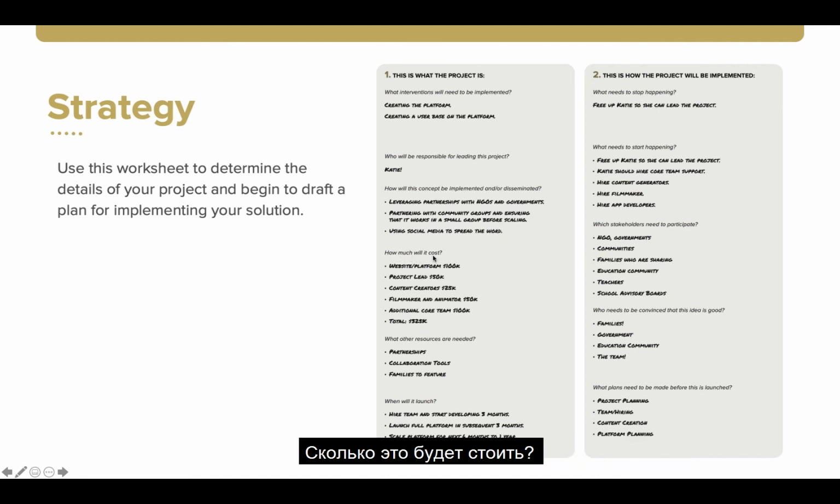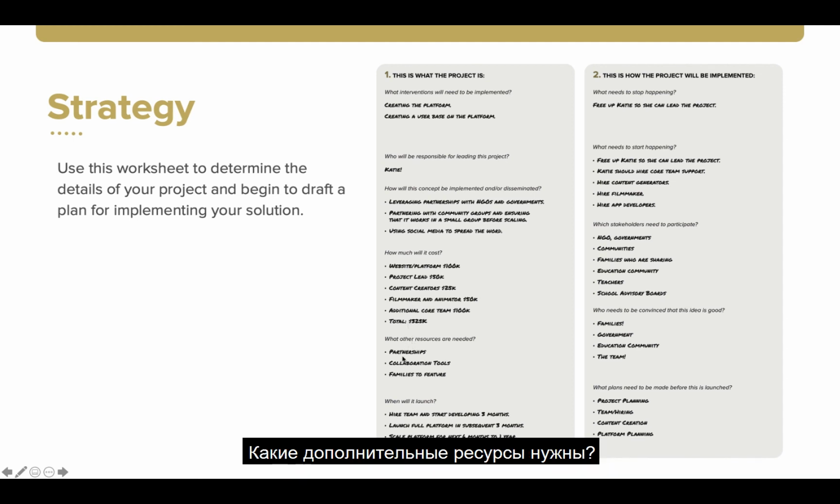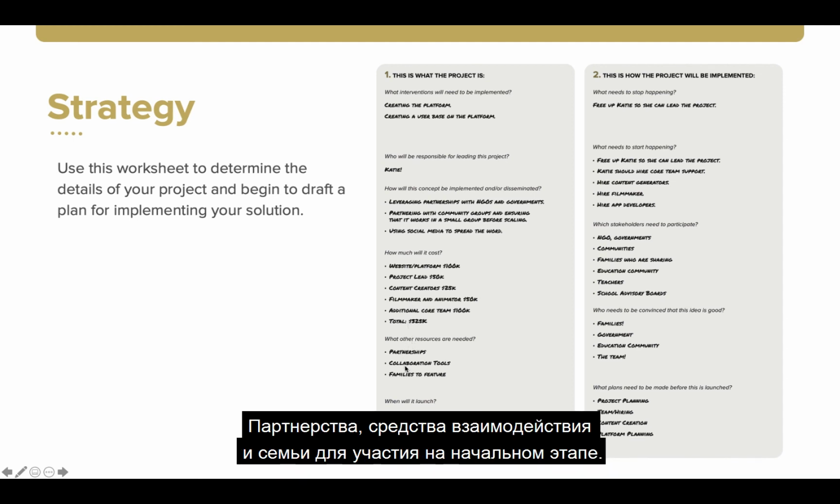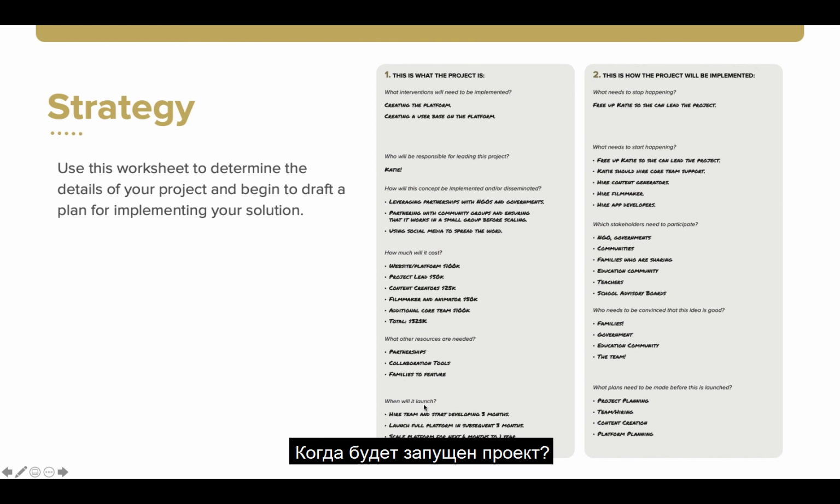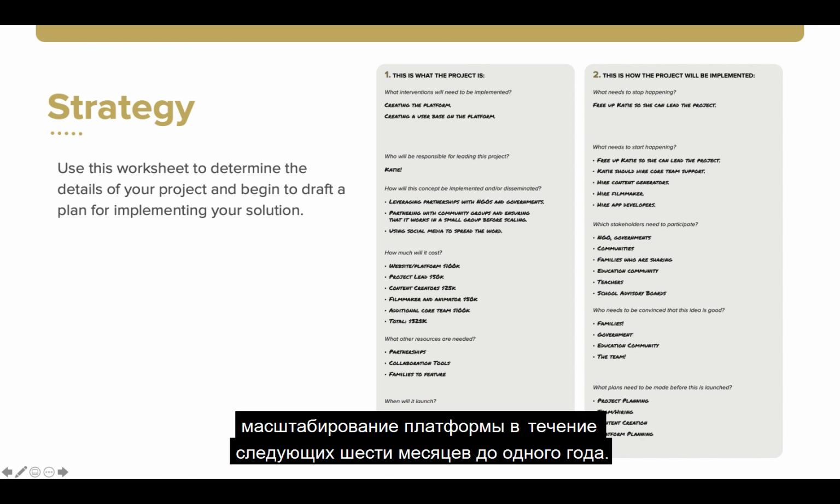How much will it cost? Well, we outlined here the estimated cost for the website, for the project lead, for content creators, and other budget elements. What other resources are needed? Partnerships, collaboration tools, and families to feature in the beginning. When will it launch? Well, we expect to hire a team and start developing in 3 months, and then launch the full platform in the subsequent 3 months, and then scale the platform for the next 6 months to 1 year.